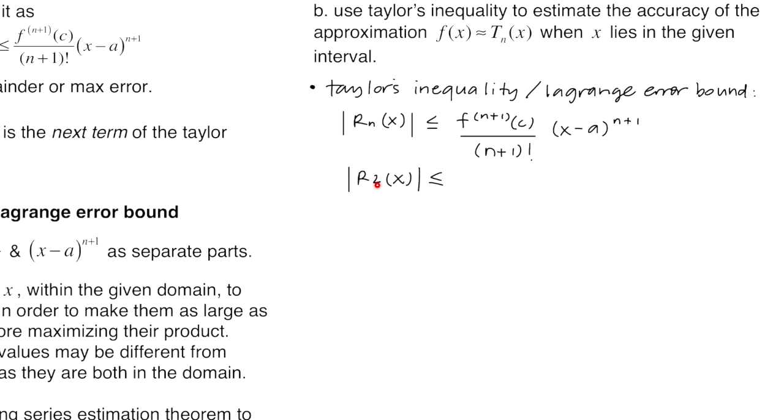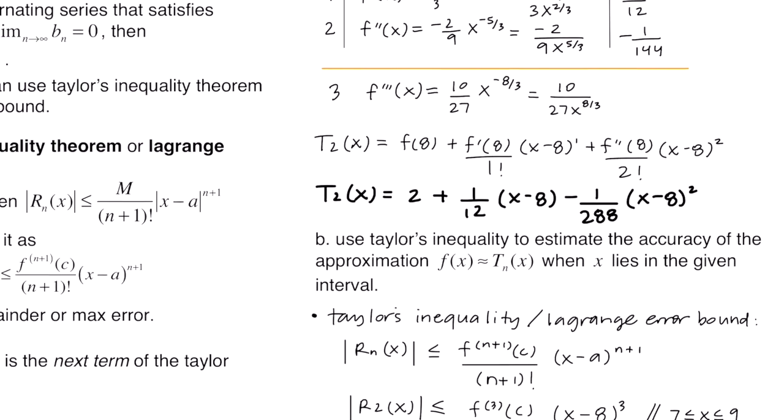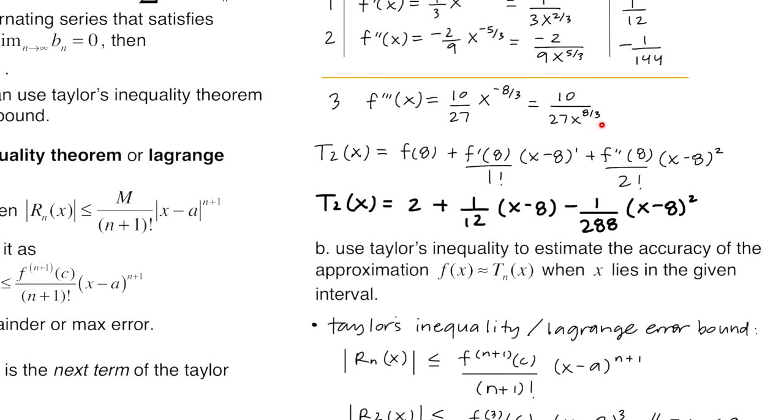Since n is equal to 2, this is going to be the third derivative of f, and we divide that by 3 factorial. And over here, a is equal to 8, so it's x minus 8 to the power of 3. And again, our domain is from 7 to 9. So first I want to plug in this third derivative, which we calculated up here. Here's our third derivative, 10 over 27, x to the 8 thirds.